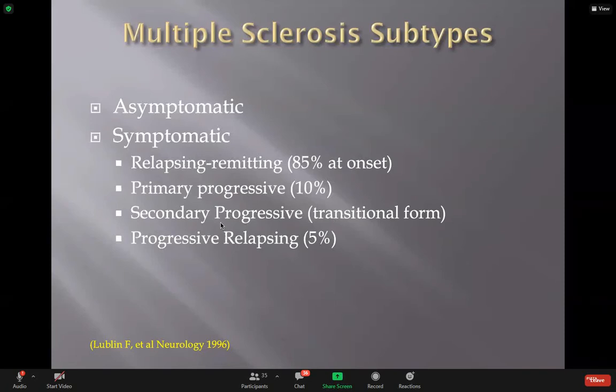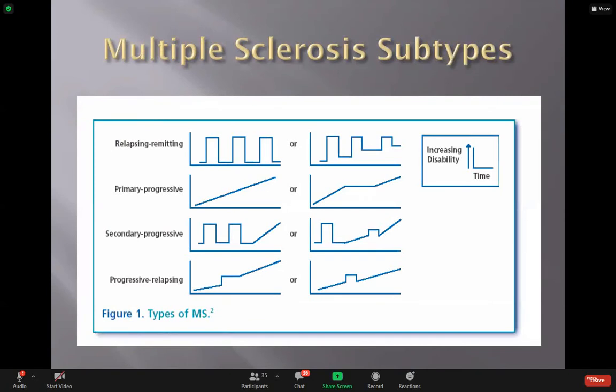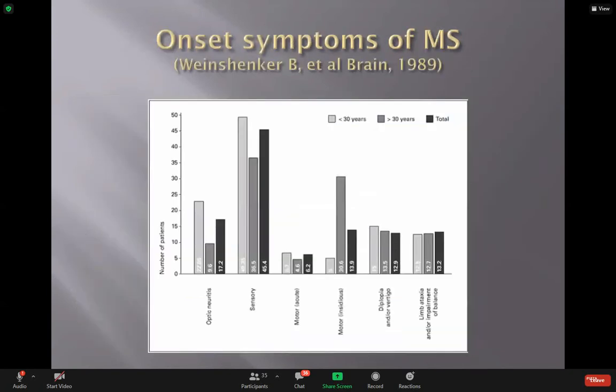Secondary progressive is when you've got a relapsing remitting, but then after some point in time, it stops, and then it just turns into a progressive course. And you can have a progressive relapsing. Basically, it's progressive, but you have superimposed relapses on top of it. Right? These are just kind of diagrams that are going to clarify what each one is. All right.